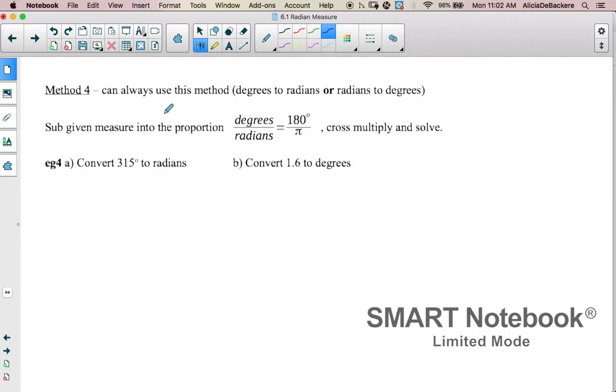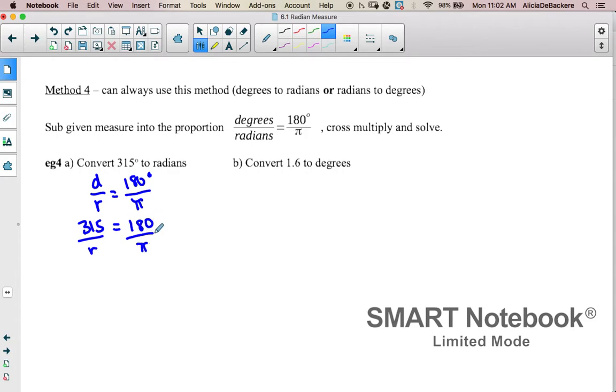I'm not going to write out the full word degrees and radians every time. I'll probably just write D over R is the same as 180. It should match, right? If degrees is on top, then you need to put the 180 on top. And then in radians, that's pi. And then I can sub in what I know. So I know that the degrees measurement is 315. So I'm going to sub that in for the D. And I'm solving for the R.